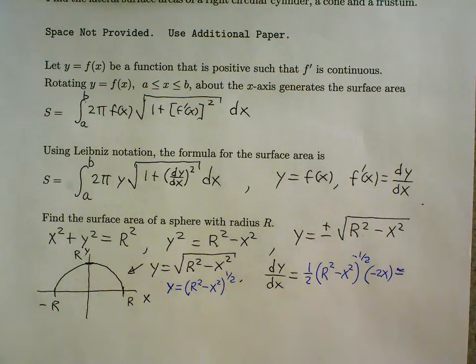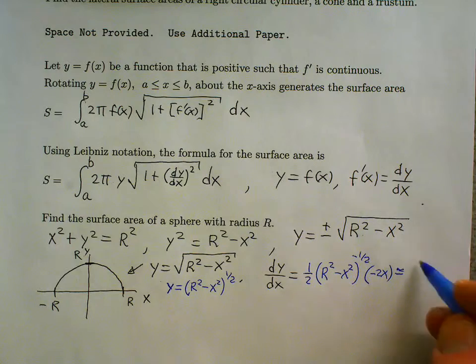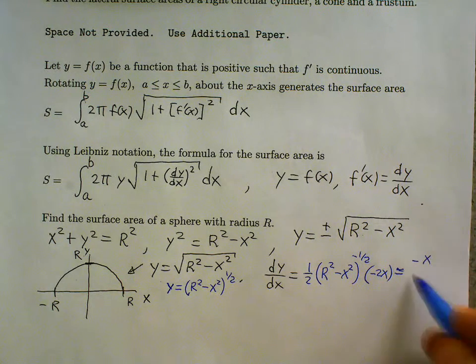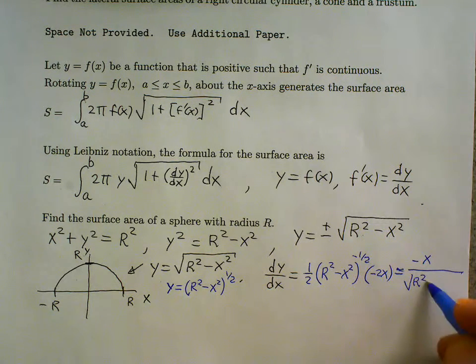And we can simplify this a little bit. 1/2 times negative 2x is negative x. R squared minus x squared to the negative 1/2 is equivalent to 1 over the square root of r squared minus x squared. So we can write this as negative x over the square root of r squared minus x squared.